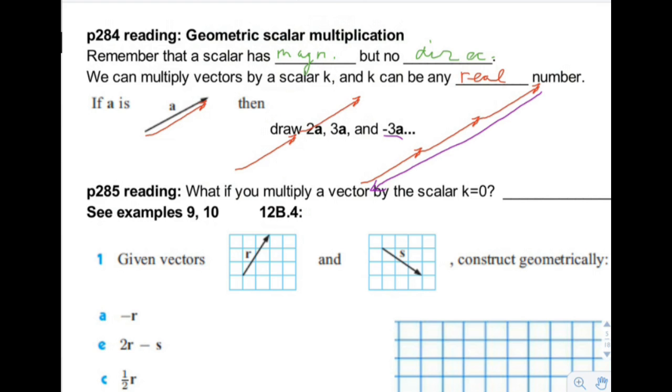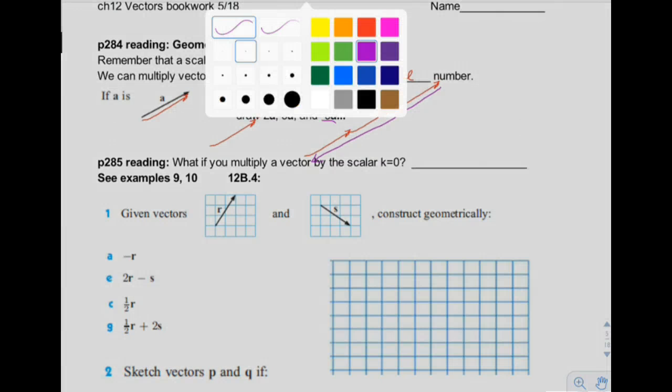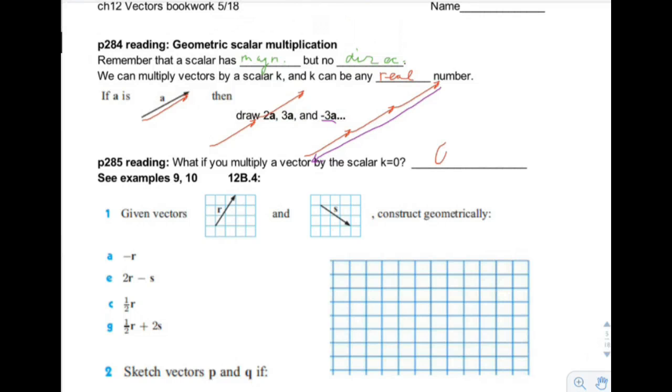Page 285 reading. What if you multiply a vector by a scalar k equals 0? If you multiply any vector by the scalar k equals 0, guess what? You get the 0 vector.